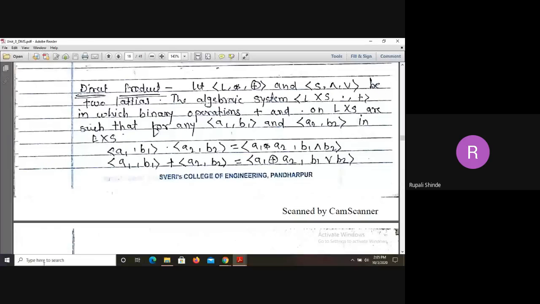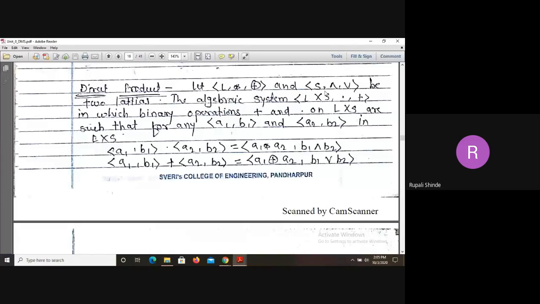Yes. Can you repeat? So here two lattices are defined. First one is L, and on this L two operations are defined, star and XOR. Second lattice is S, and on this lattice two operations are defined, AND and OR. Okay. So these are two lattices.